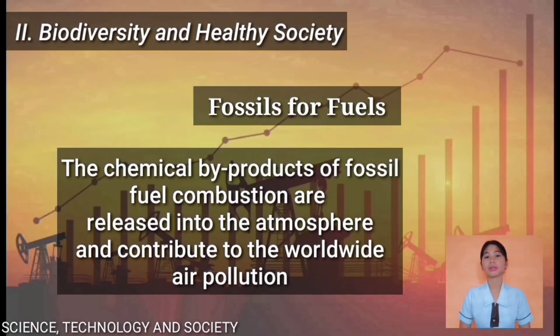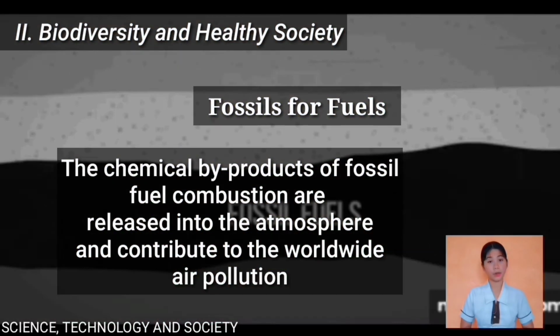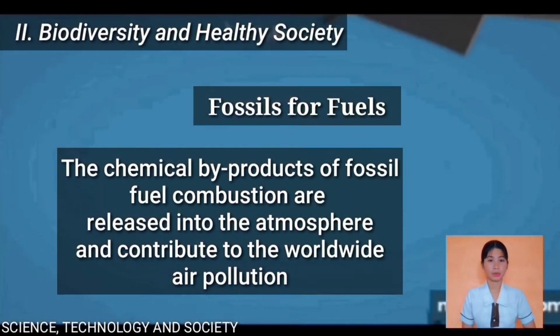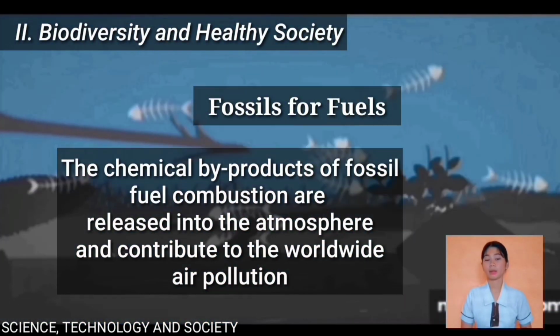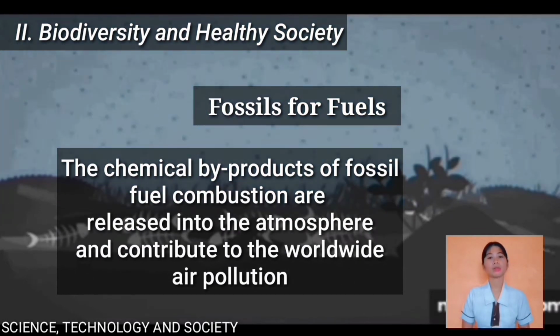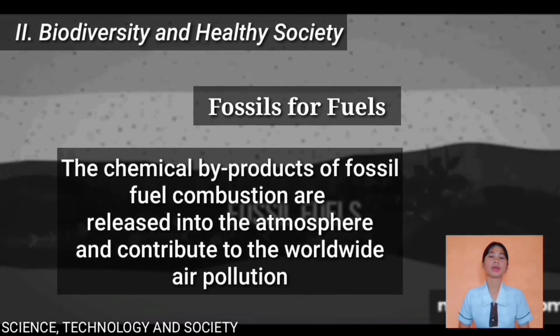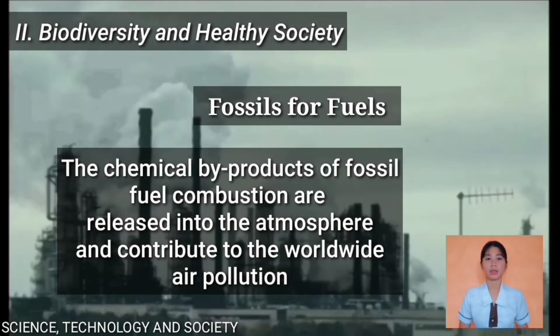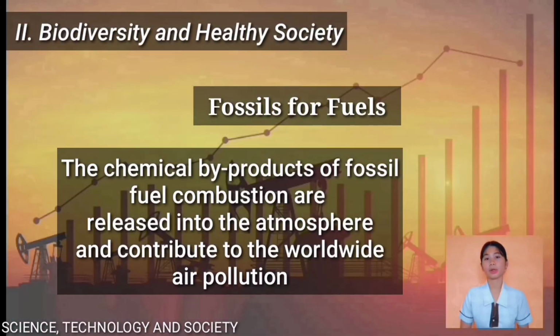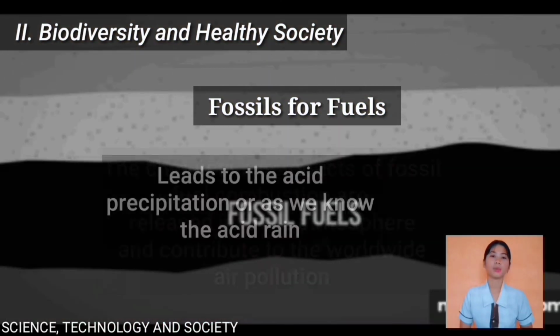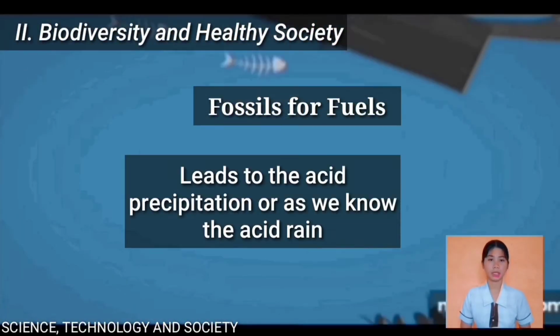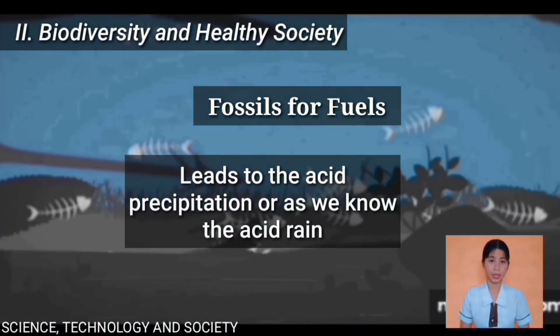The combustion products are released into the atmosphere and contribute to worldwide air pollution. We all know that air pollution is very harmful to us in such a way that this air travels anywhere, and so the pollutants are brought to every part of the earth. This air pollution will bring about acid precipitation, or what we all know as acid rain.